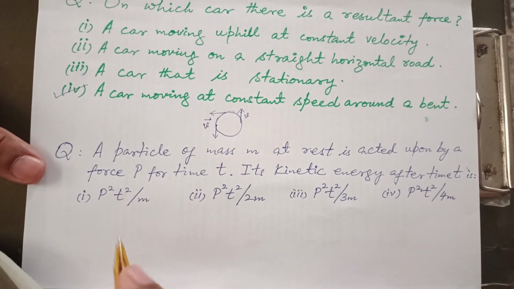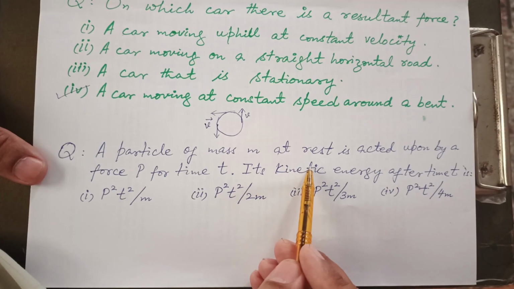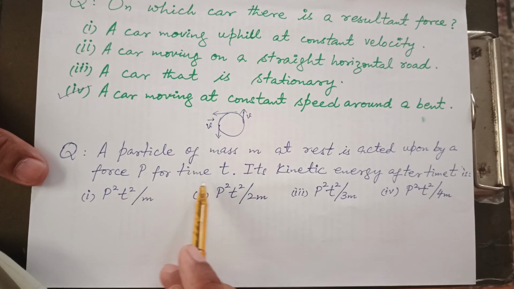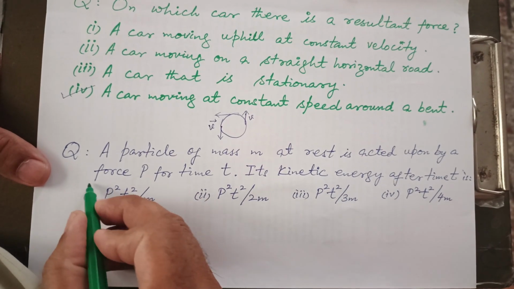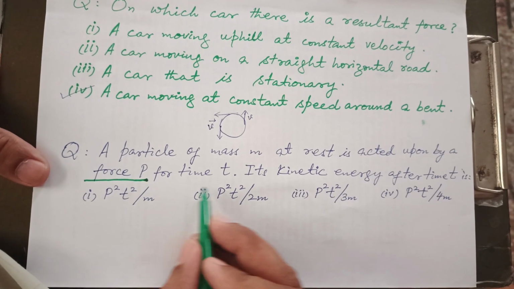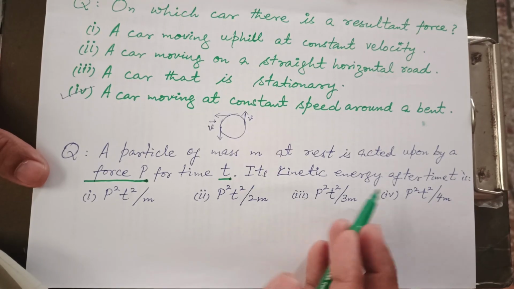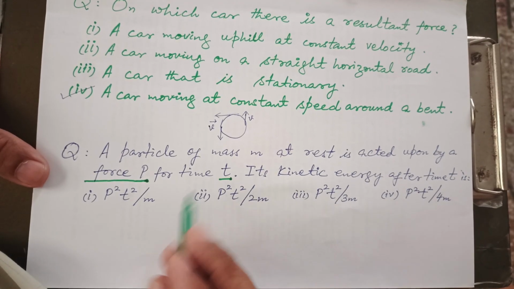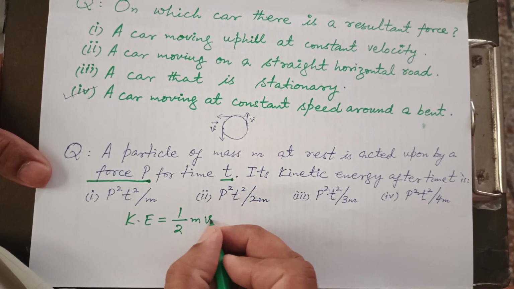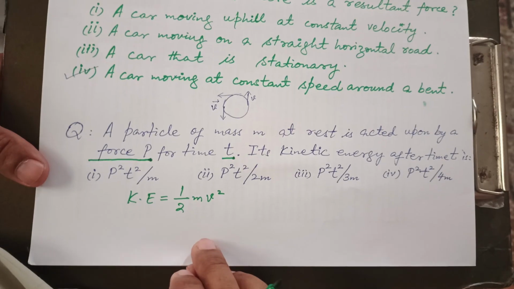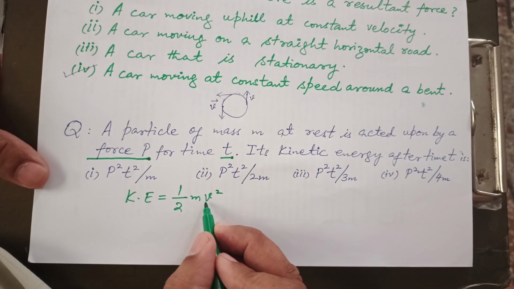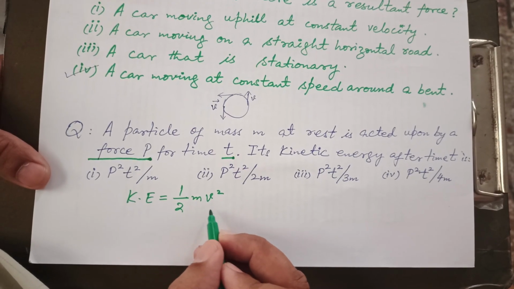A particle of mass m at rest is acted upon by a force P for time t. Now you should note immediately that the force is denoted by P, capital P, and time is t, the second variable. Its kinetic energy after time t is: you know that kinetic energy is given by the formula K = 1/2 mv². So you need force in it. Force means you need acceleration, because force is ma, the product of mass and acceleration.